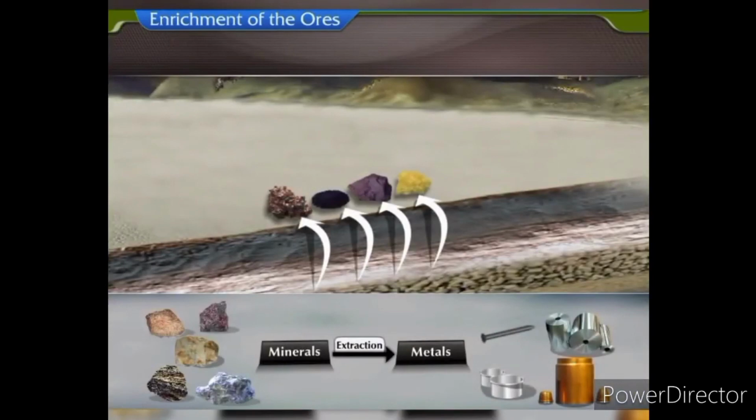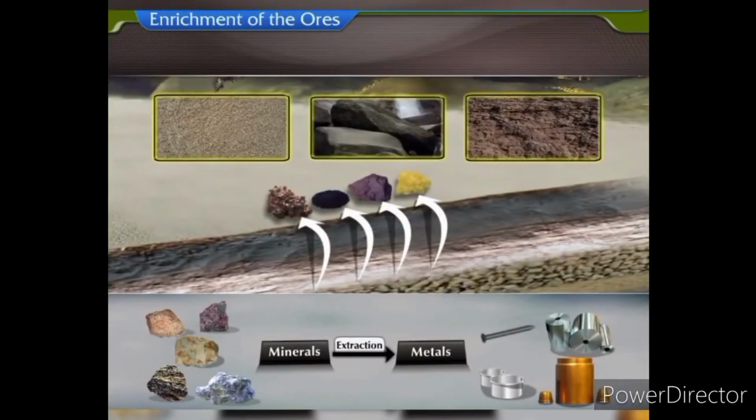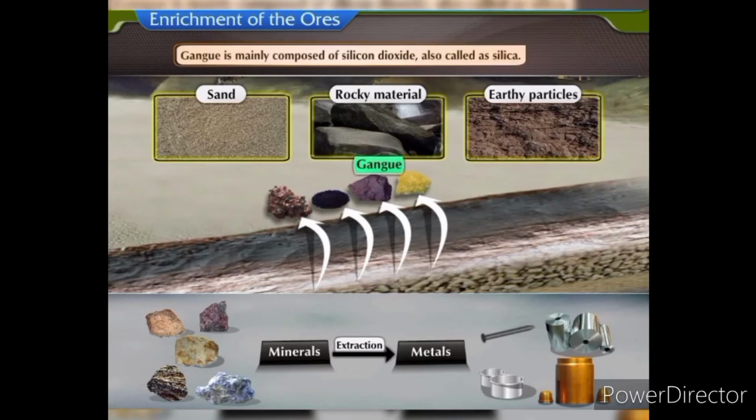Along with metals, ores also contain certain impurities like sand, rocky material, earthy particles, etc. These impurities are called gangue. Gangue is mainly composed of silicon dioxide, also called silica.